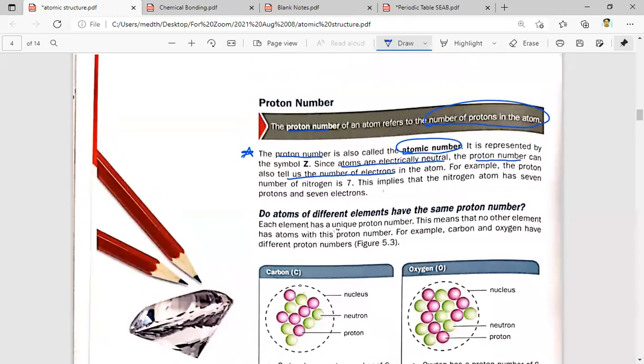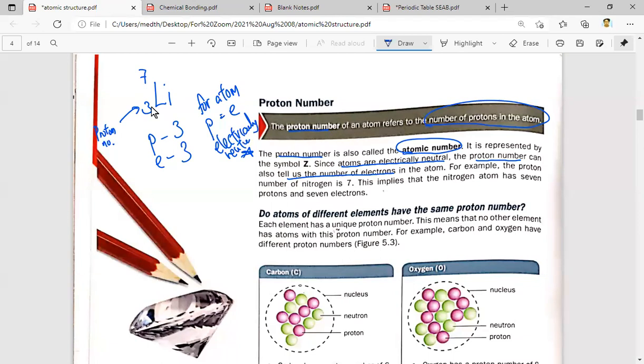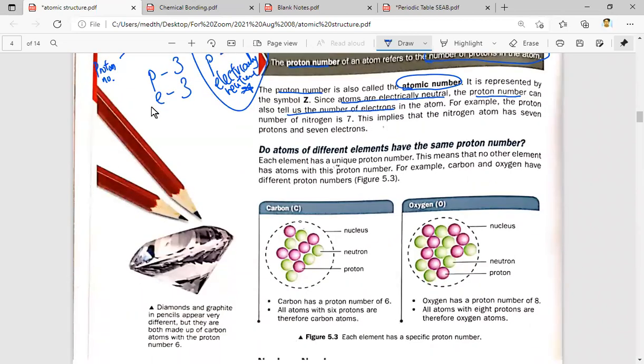Okay, so let me give you an example. Let's say, for example, I have lithium-7, Li 3 7. This 3 over here, the smaller number, is always the proton number. So quick recap, we can find out the P and E, the protons and electrons, for this. Lithium's proton number is 3, which means it has 3 protons. How many electrons will a lithium atom have? It will also have 3 electrons. Why are both the same? Because we know for an atom, the P is equal to the E, because it is electrically neutral. So just remember this. Okay, quick recap.